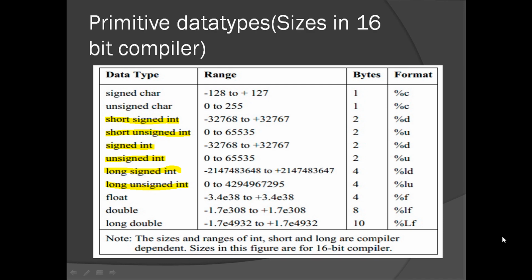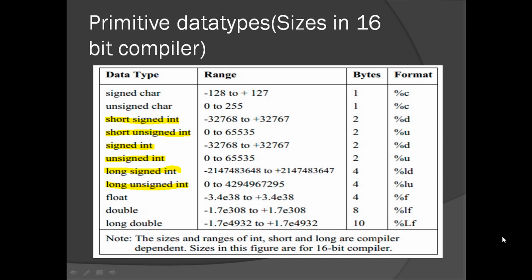Let us try to understand the sizes of the integer data type. These sizes and ranges of data types can be dependent on the compiler. Whatever we are seeing is with respect to the 16-bit compiler, and we are going to discuss the highlighted ones. One is short signed int, another one is short unsigned int, third one is signed int, fourth one is unsigned int, fifth one is long signed int, and sixth one is long unsigned int.